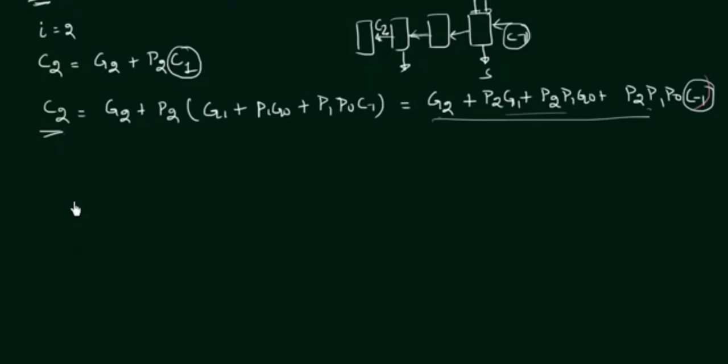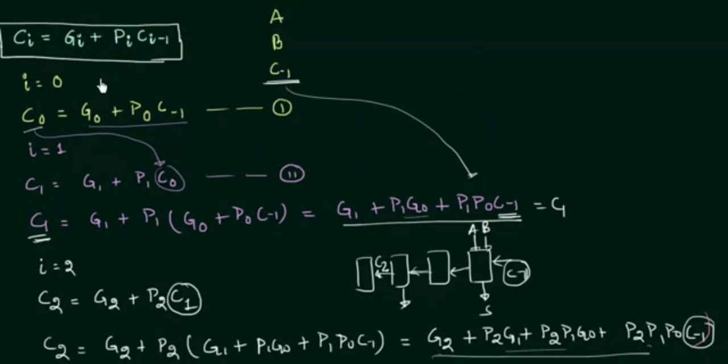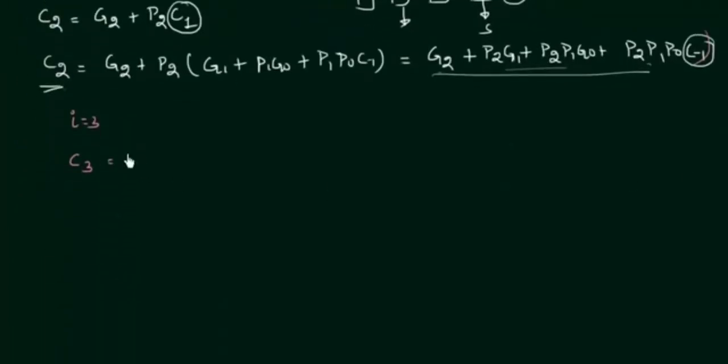So the last thing is to find out the value of C3 in terms of C minus 1, and I will get C3 when I put i equal to 3 in the general equation that we evaluated in the last presentation. So C3 is equal to G3 or P3 C2.